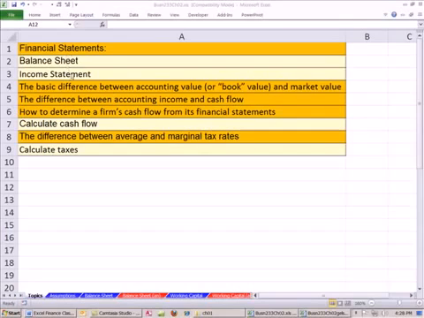Accountants do accrual accounting, which does not necessarily reflect cash flow. So we, as finance people, need to calculate cash flow from financial statements. And we'll talk about the difference between average and marginal tax rates. All right, first we'll take a look at the balance sheet.